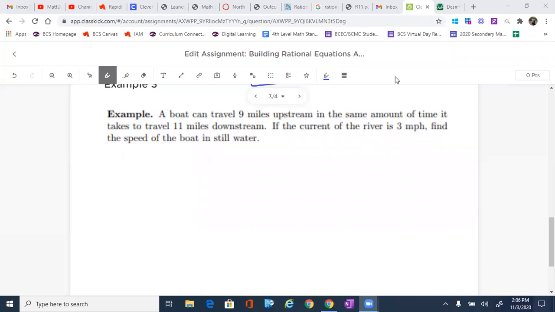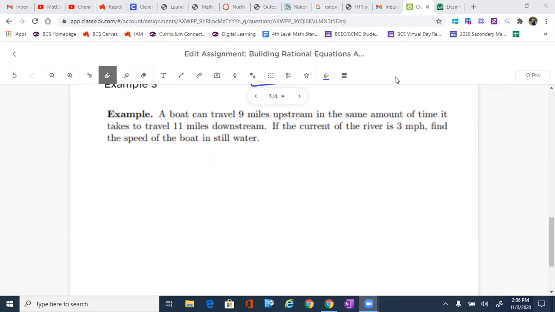All right, we're going to do a distance equals rate times time rational expression problem. We're going to base it off of a boat. A boat can travel 9 miles upstream in the same amount of time as it takes to travel 11 miles downstream. If the current of the river is 3 miles per hour, find the speed of the boat in still water. So let's go ahead and sketch a picture of this.